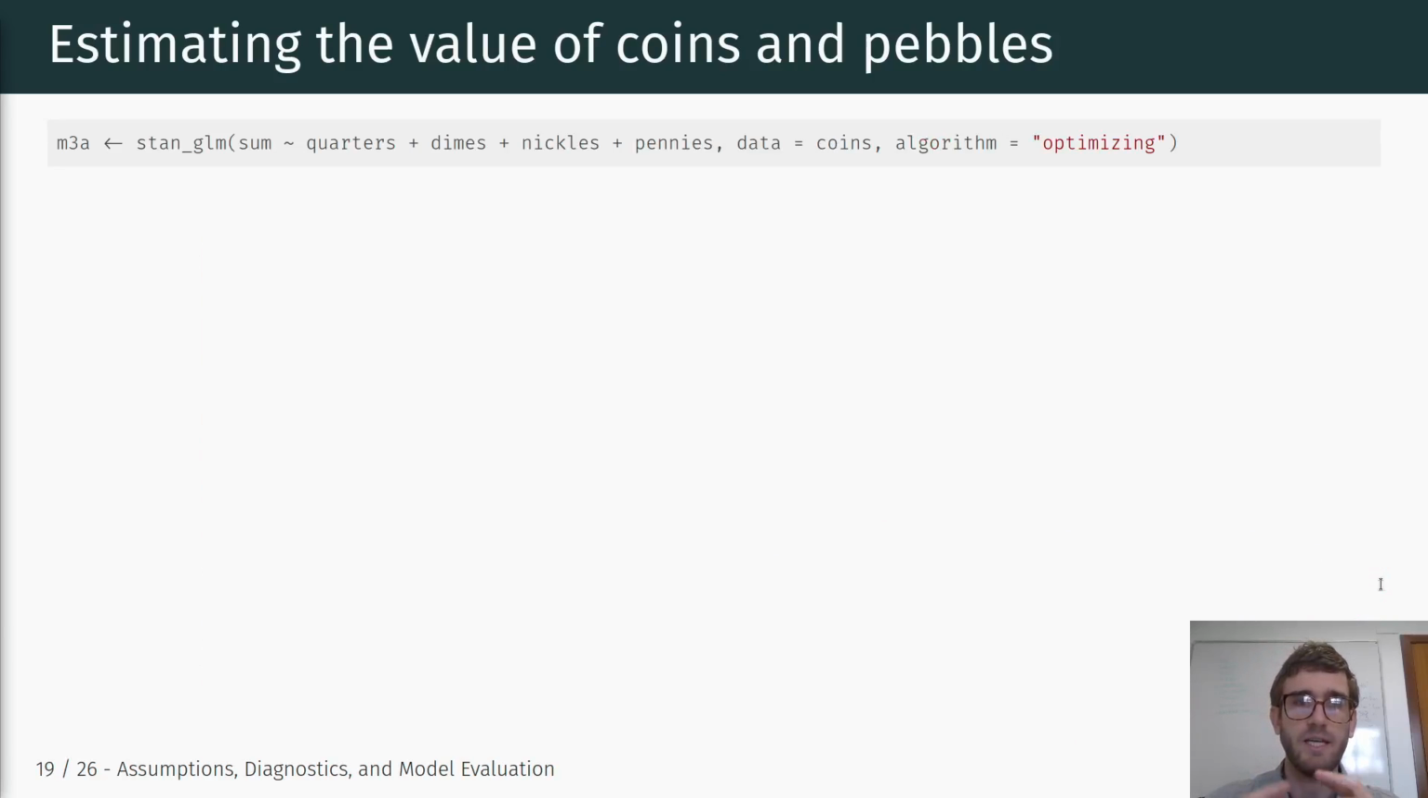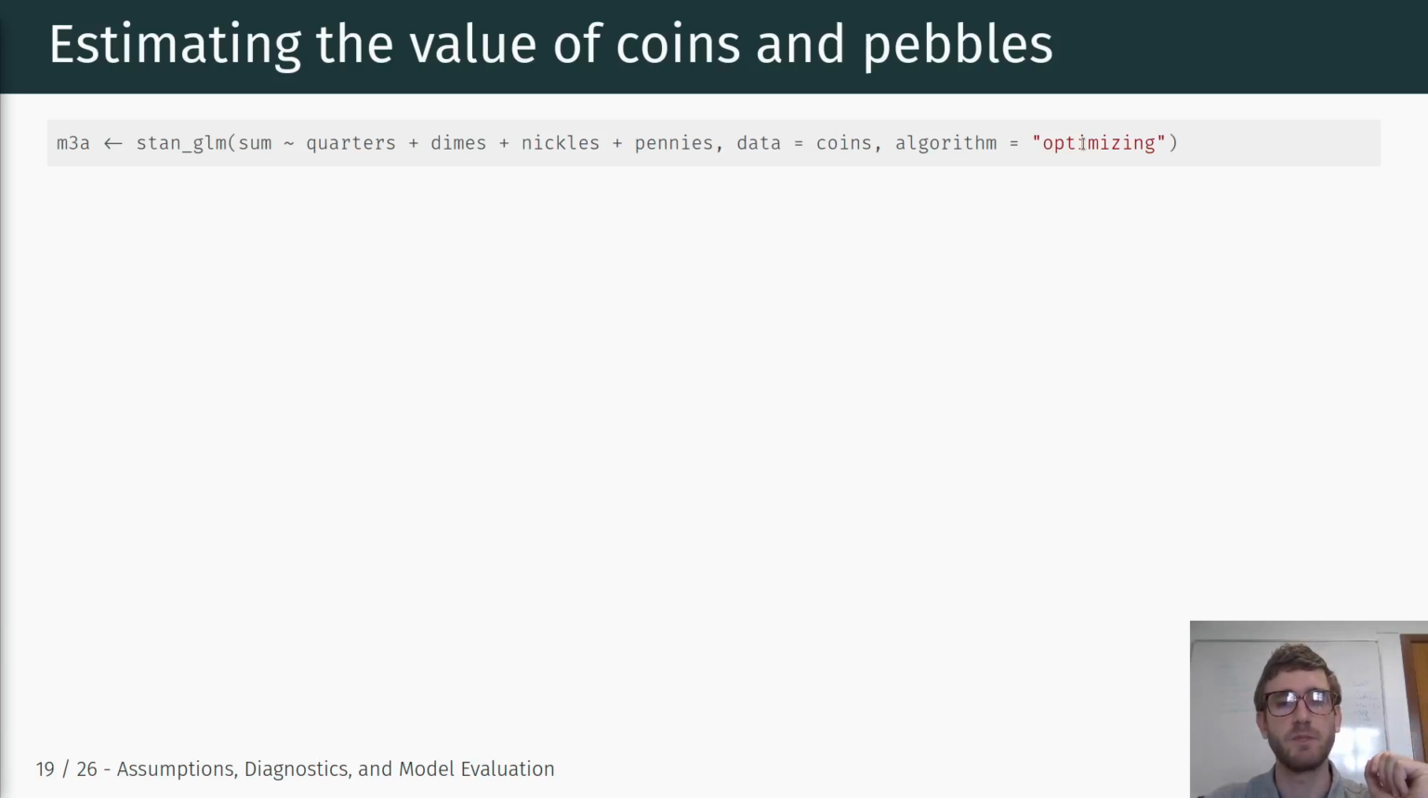So how can we estimate the value of coins and pebbles in this framework? I'm calling this here model 3A because this is the third part of this week's set of videos. We of course use stan_glm, and by the way, just to make this computationally a little bit quicker, we're just using the algorithm equal optimizing. So basically we're just looking at the maximum likelihood estimate.